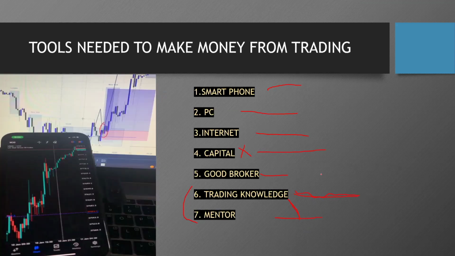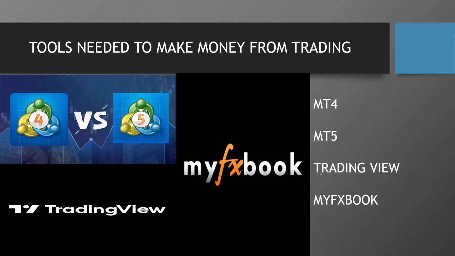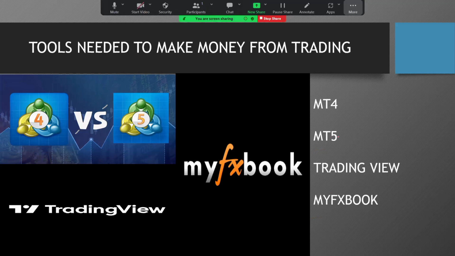Now, these are the tools you need to make money from Forex. These are the tools you need on your phone to make money from trading. You need MT5. Go to your Play Store or your Apple App Store, download MT5, download TradingView, download MyFXBook. Now, I'll explain these apps to you. MT5 is for trading. This is where you place your buy and sell.